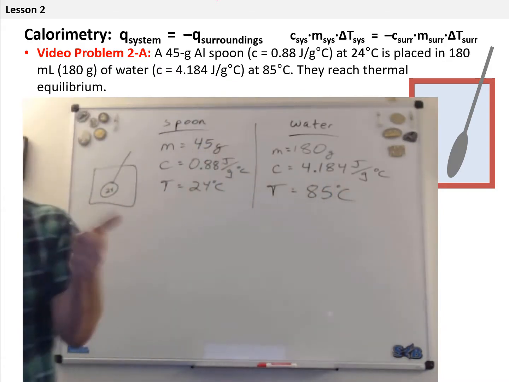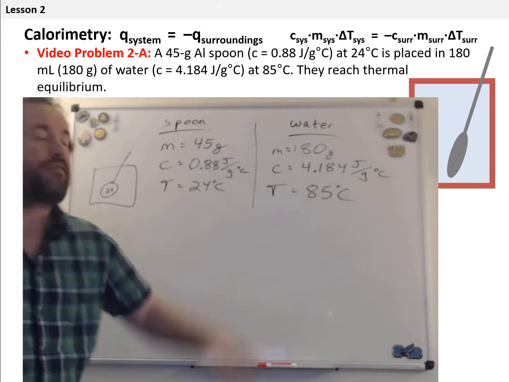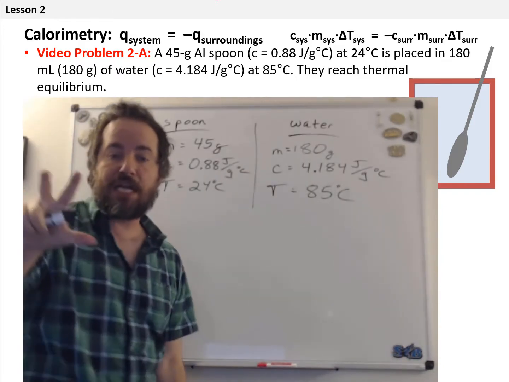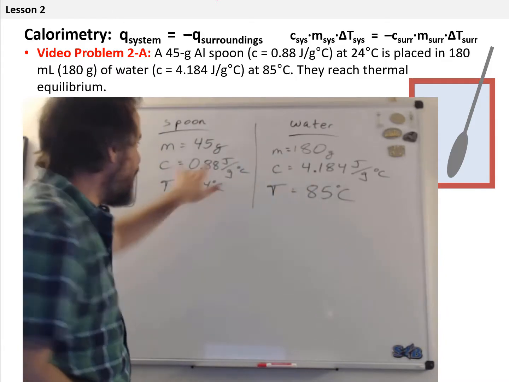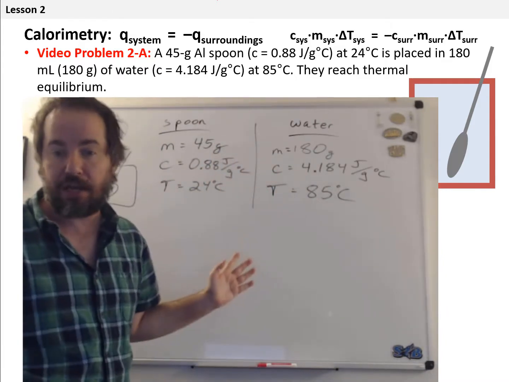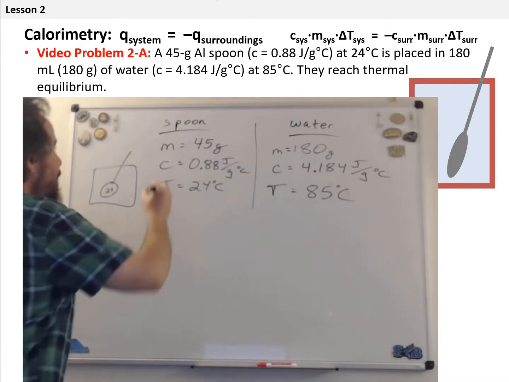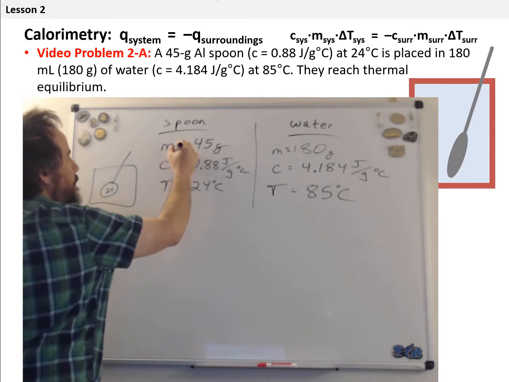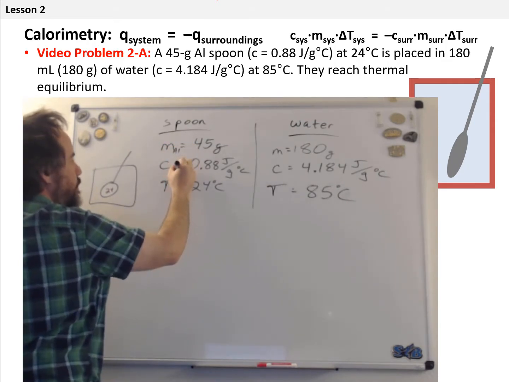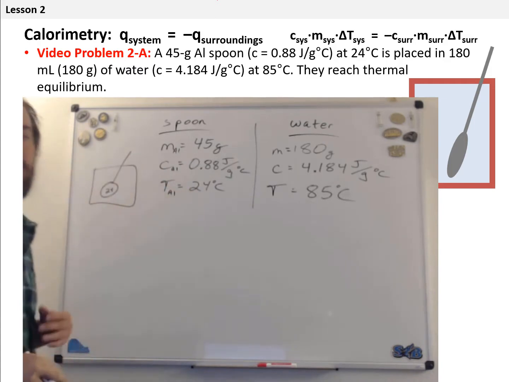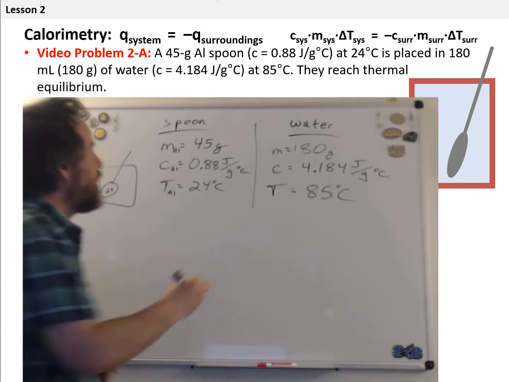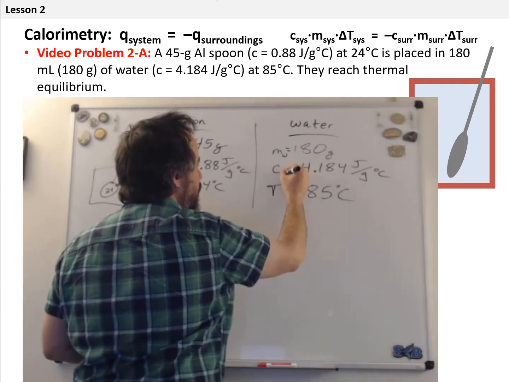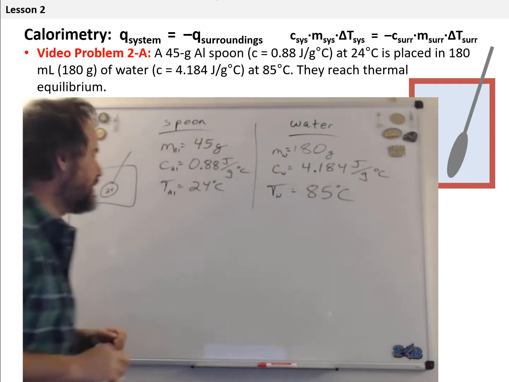All right, so now here's the point. This is the information we're given, and we need to be very clear about what's what. If I confuse these C's, it's all going to go bad. So I need to make sure to call this the mass of the aluminum. We could call it spoon, we could call it the system, it doesn't matter. And this is the mass of the water, C of water, and T of the water.